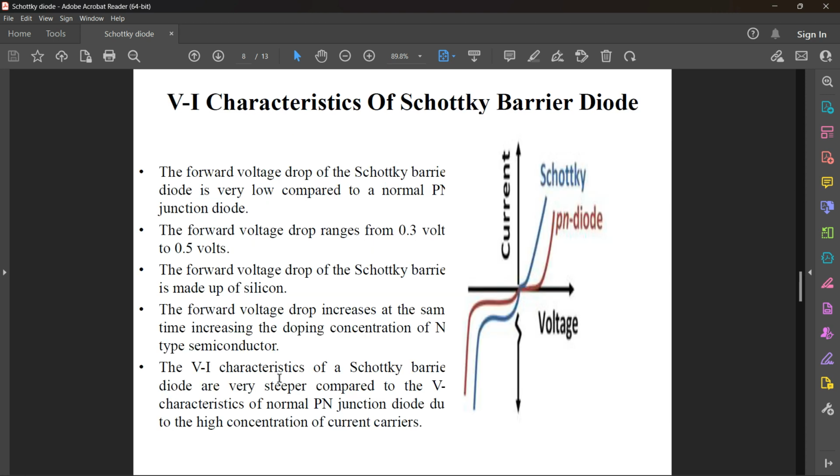So this is the construction of Schottky diodes. The VI characteristics are similar to those of the Zener diode, but somewhat different. In a PN diode we have VI characteristics like this, but in a Schottky diode, some elevation will be there at the earlier stage itself. The forward voltage drop of the Schottky barrier diode is very low compared to a normal PN junction diode, ranging from 0.3 volt to 0.5 volt. The voltage drop increases with increasing doping concentration of the n-type semiconductor. The VI characteristics of a Schottky barrier diode are much steeper compared to a PN junction diode due to its high concentration of current carriers. As it has only one semiconducting layer, which is n-type, it has a high concentration of current carriers.